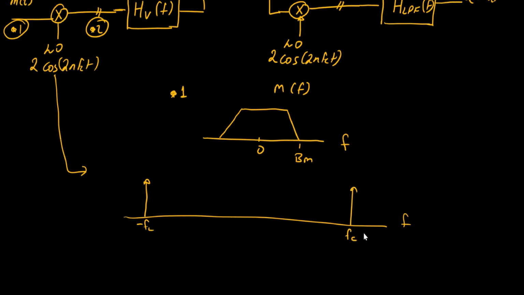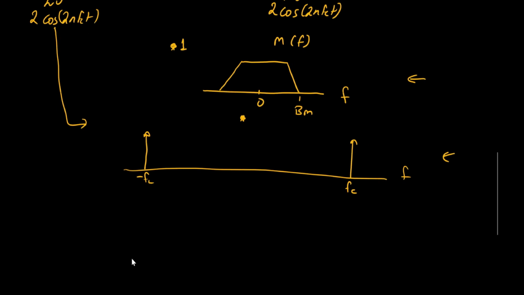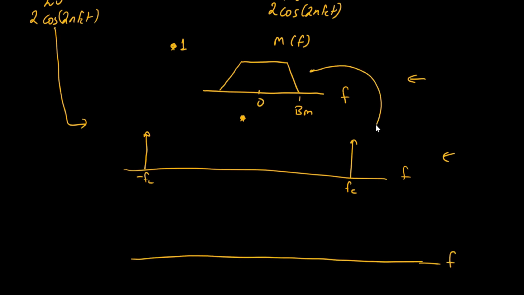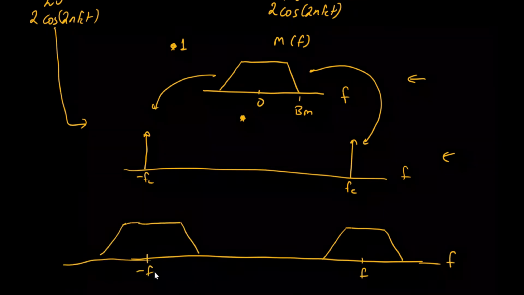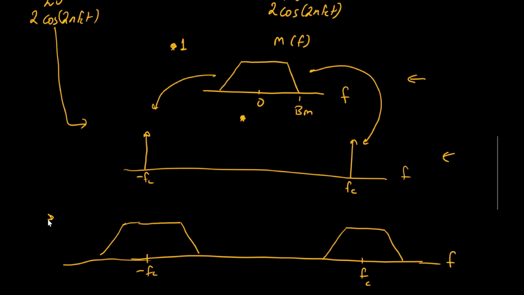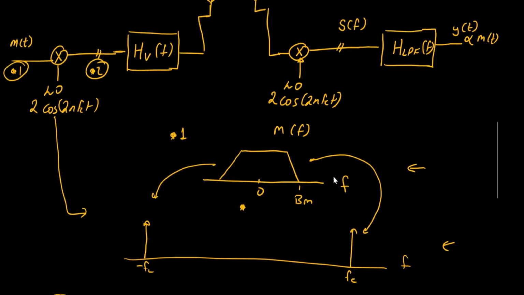So in time domain they are multiplying. So in the frequency domain, this would be convolving with this one. So eventually we would have this appearing at FC, and again this appearing at minus FC. So this is our stage 2.